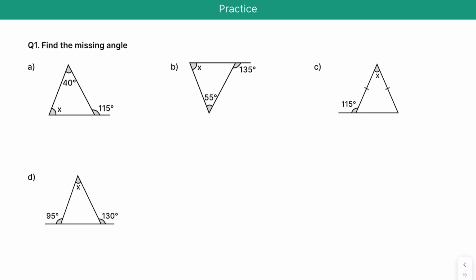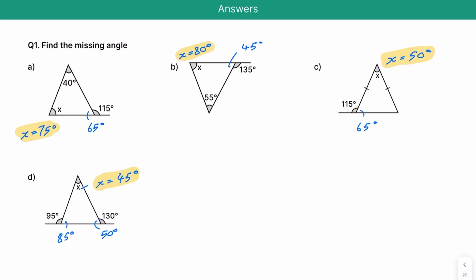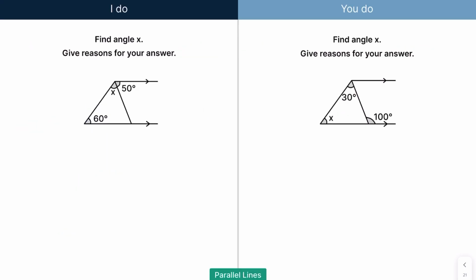So here's some practice questions. Press pause and have a go. Here are the answers. Mark your work. Now, before we move on to this bit, I do highly recommend that you watch my video on parallel lines before doing this. So here we've been asked to find angle x and give reasons for your answer.